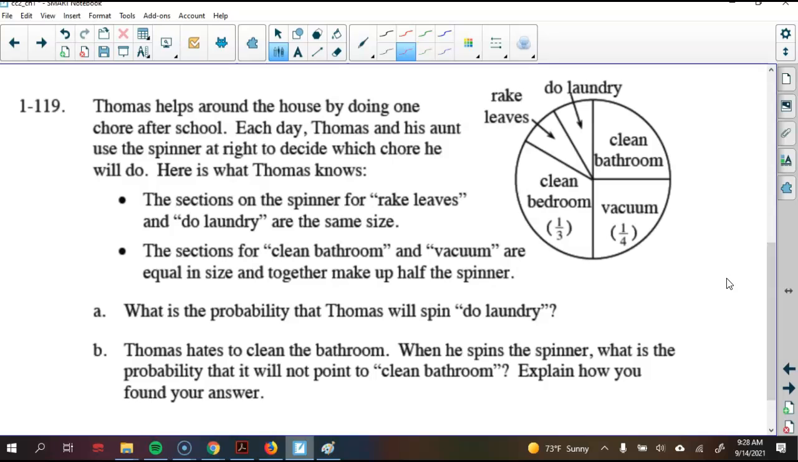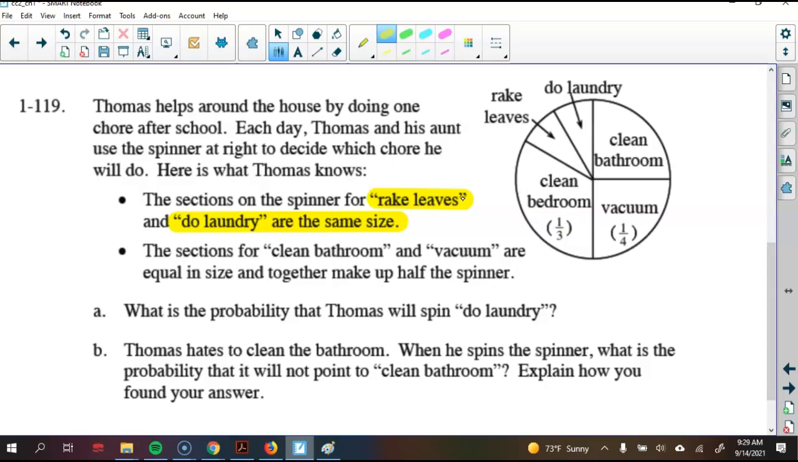So look at this. This is on your paper. All right, here's Thomas's chore wheel. So we got clean bathroom, vacuum, clean bedroom, rake leaves, do laundry. So his parents have decided to make it into sort of like a game. He gets to decide, all right, I'm going to walk up to the wheel, spin it, wherever it lands, that's the chore I get to do today. So the sections on the spinner for rake leaves and do laundry are the same size. Underline or highlight this. It's typed out there. It's all on the same line for you, though. So I typed it a little bit wider.